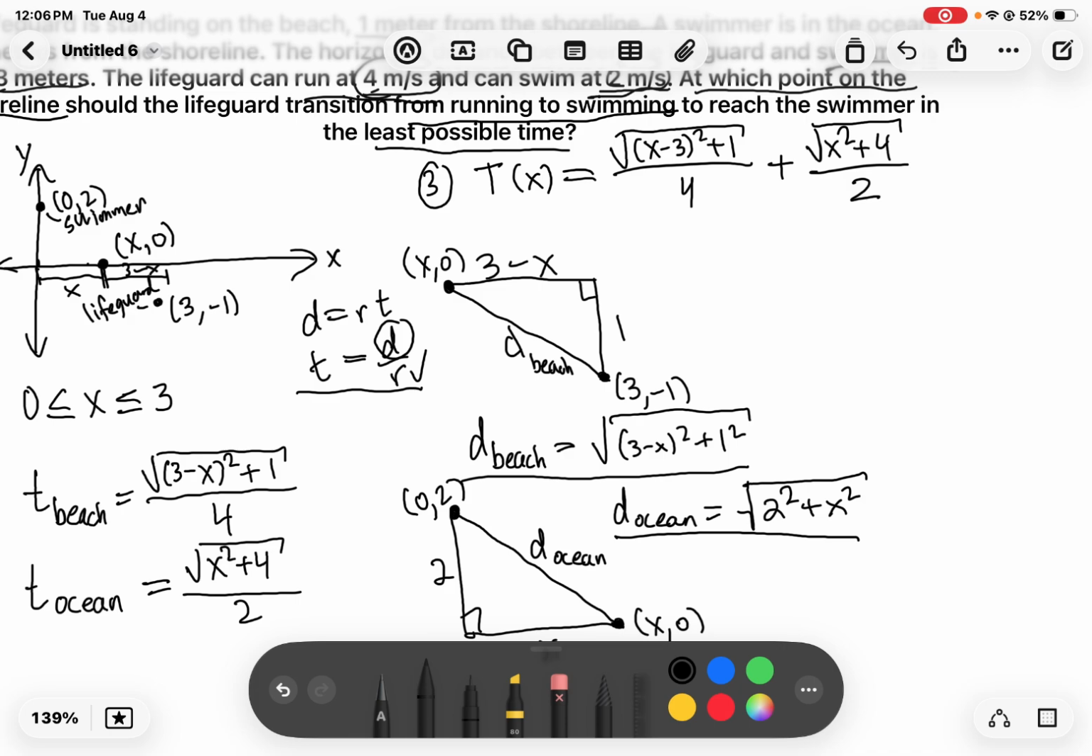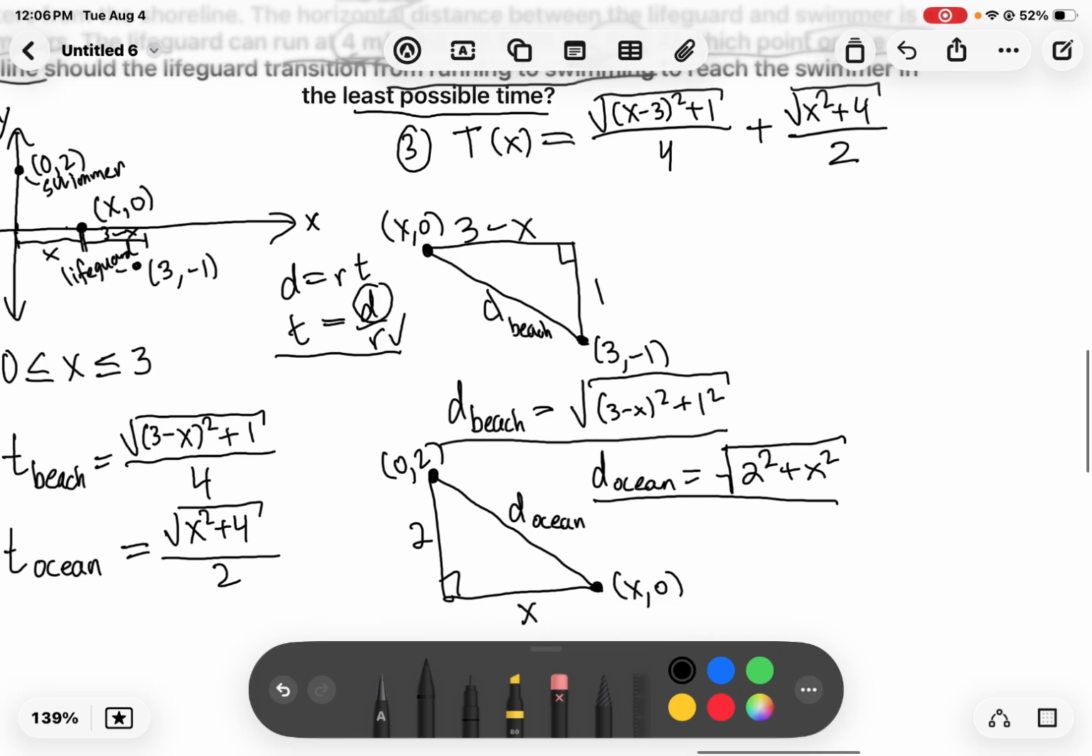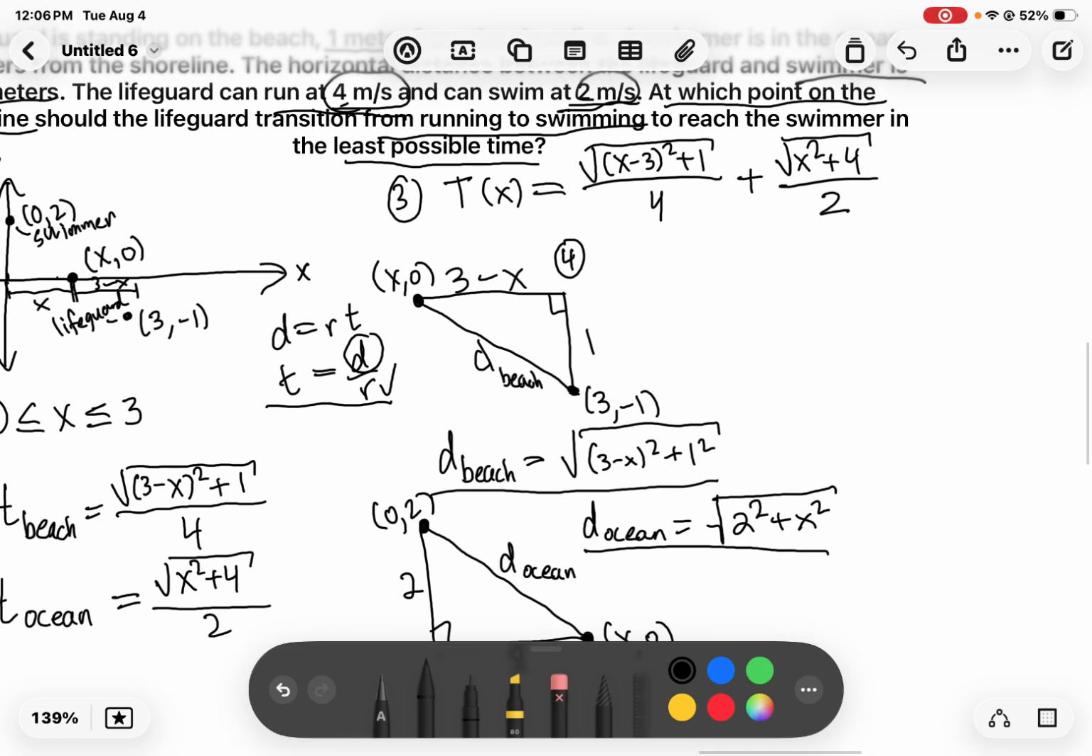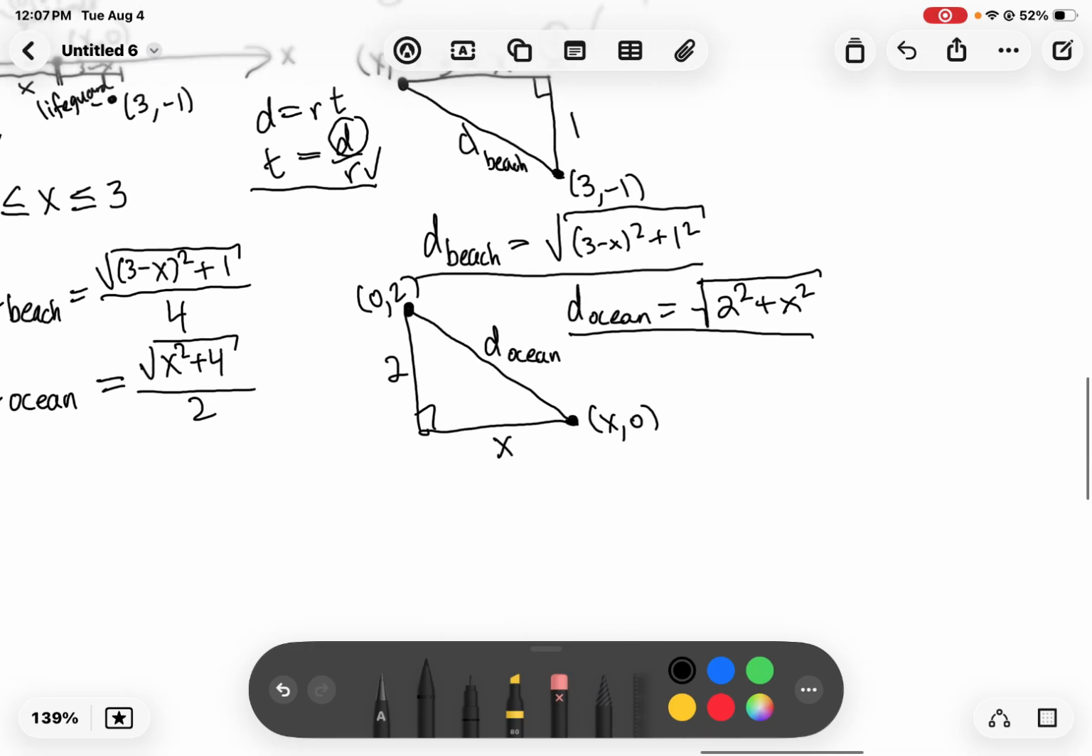All right, very good. Now let's move on to step 4. Step 4 is just saying that we have to write our equation in one variable, but that's already done for us. It's already in terms of x only. So let's move on to step 5, which is differentiate.